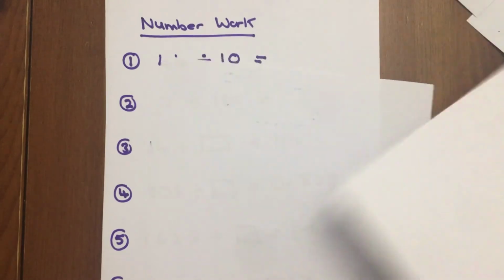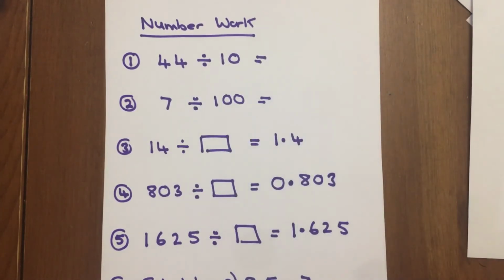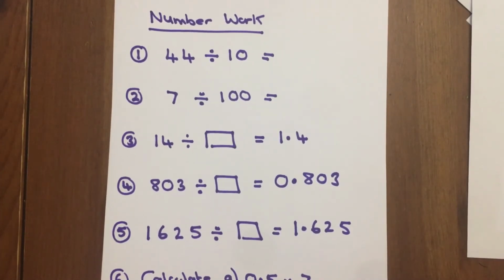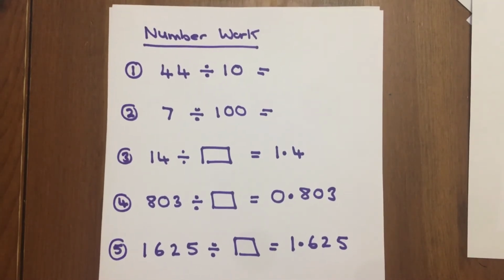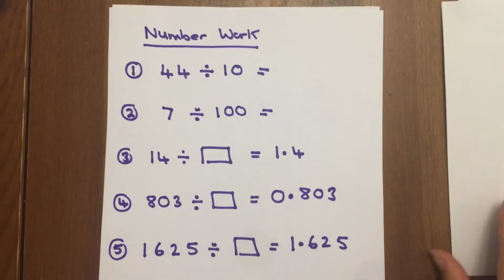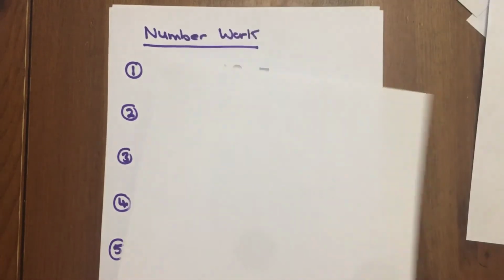Okie dokie. Right, next section, some number work. I'm going to leave that for you to have a good go at doing now. Those 5 questions that you can see. Pause the video and I'm going to go through all the answers. Okay, let's see how you got on with those.